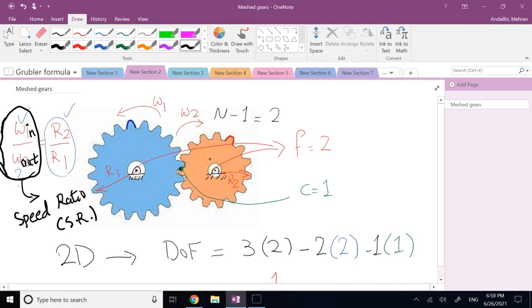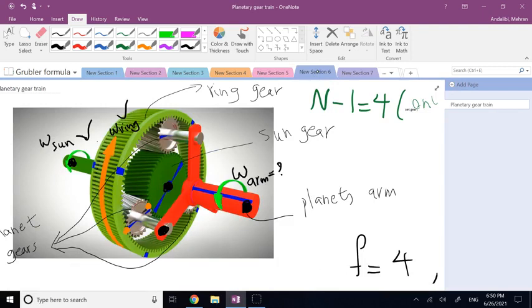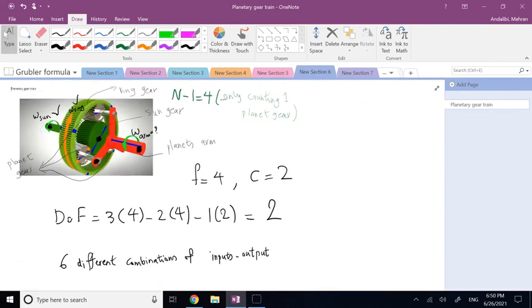Please watch my videos on dynamics of rigid bodies, rotations, where I have explained more about this speed ratio and so on. So clearly you see this planetary gear will give you 6 different combinations of input outputs, or 6 what? Speed ratios.